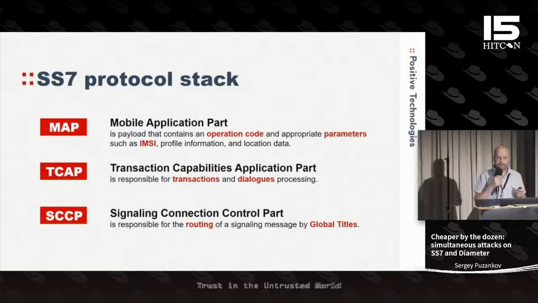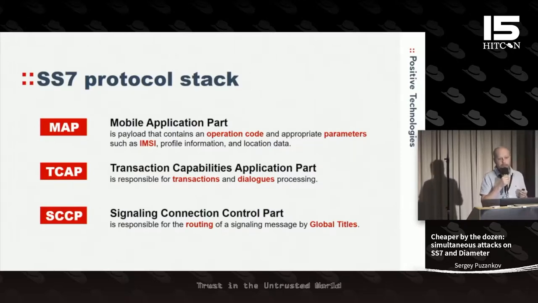A couple of words about protocols. SS7. SS7 is a big stack of protocols, but there are three layers that are connected to security on the interconnection. The lowest layer protocol that is used for the international interconnection is SCCP, signal connection control part. This protocol is responsible for the routing of signaling messages by global titles. The TCAP protocol, the next protocol, is located above the SCCP, and this protocol is responsible for combining single requests and responses into whole dialogues. And also, TCAP defines a context of the upper layer application.